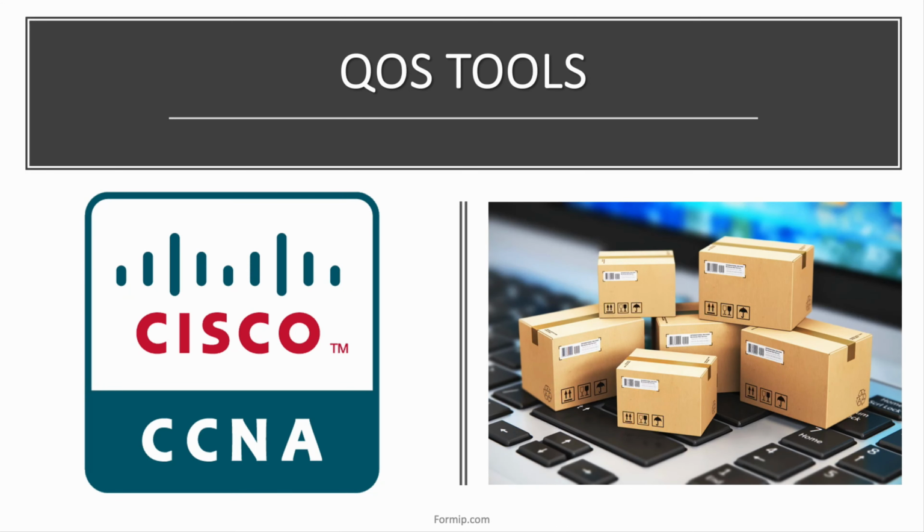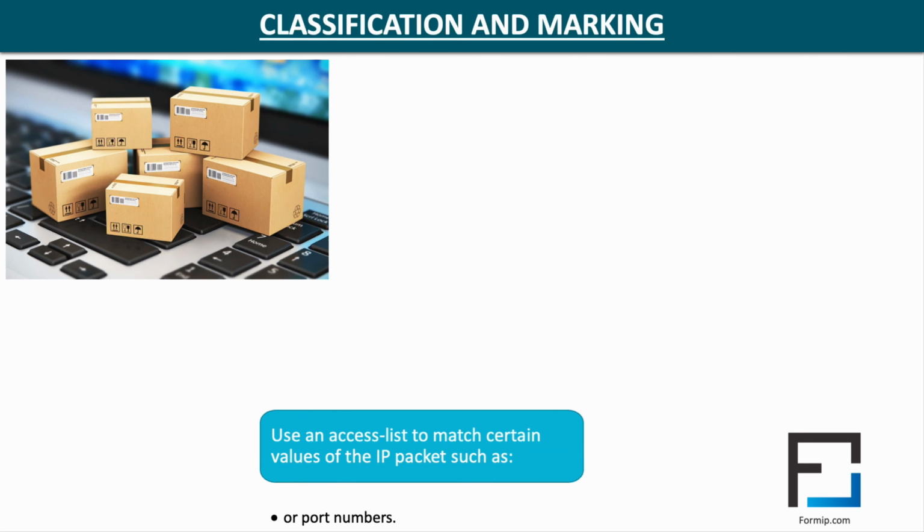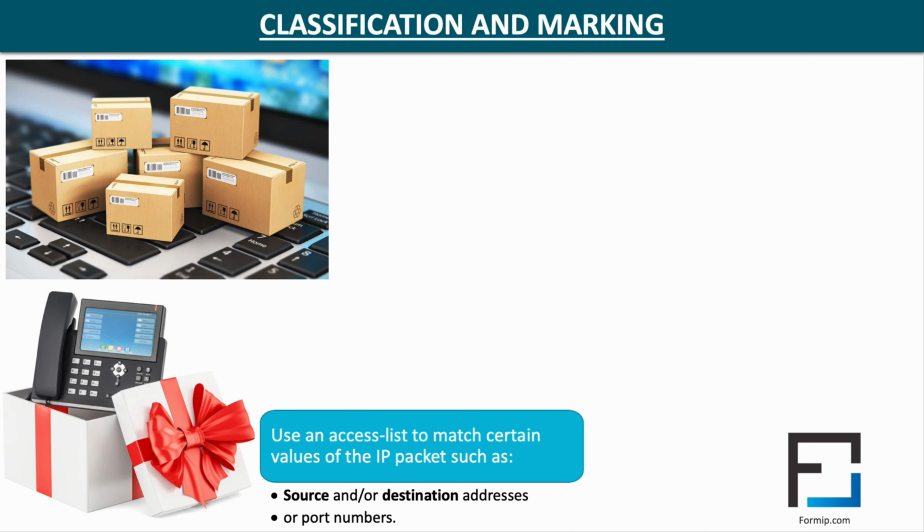The tools of QoS. In order to be able to give certain packets a better treatment, it is first necessary to be able to identify them. This is called classification. Classification can be done in several ways. The most common is to use an access list to match certain values of the IP packet, such as source and/or destination addresses, or port numbers. For example, an access list that matches the TCP/80 destination port can be classified as HTTP traffic.